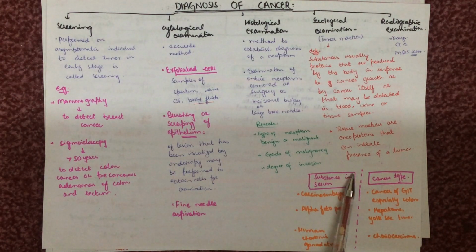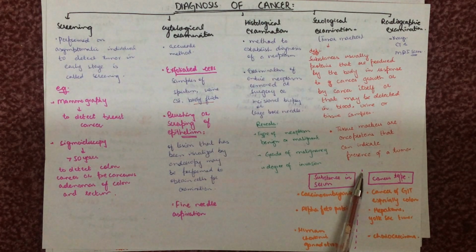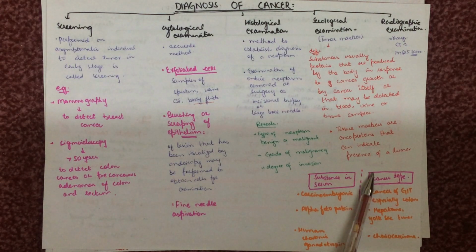Serological examination, that is tumor marker, is used. What is tumor marker? Let's define it first. Substances, usually proteins, that are produced by the body in response to cancer growth or by cancer itself, and it may be detected in blood, urine, or tissue samples. So these are basically simple the proteins that the body produces in response to cancer. Tissue markers can also be defined as oncoproteins that can indicate presence of a tumor.